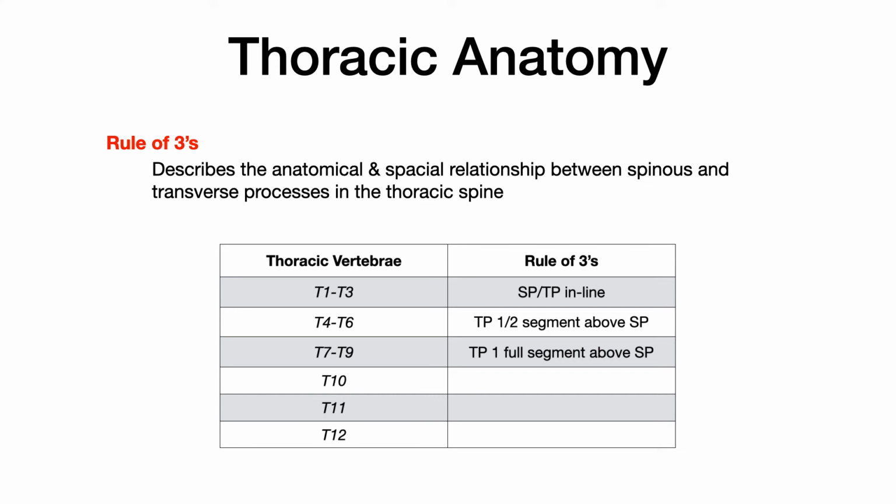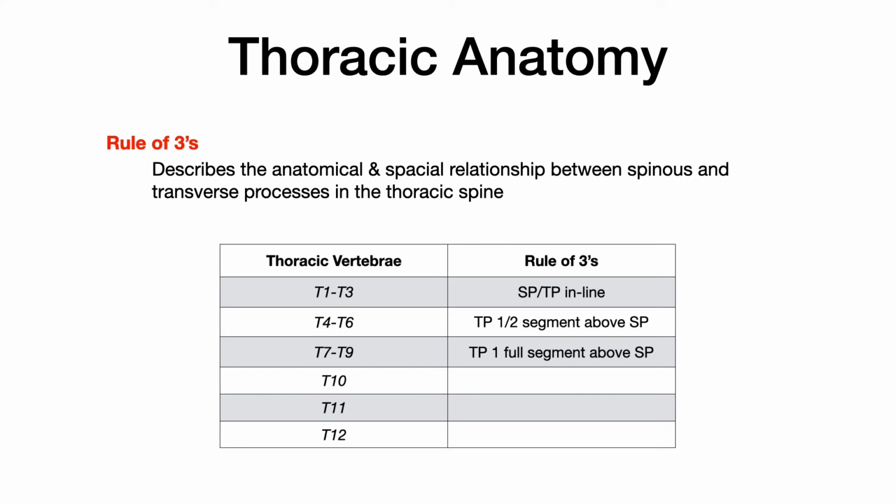So I know that this may seem vague and abstract at first glance, so let's just do an example. If I gave you T8 and I said, where is the transverse process of T8 in line with? Since the transverse process of T8 is 1 full segment above its corresponding spinous process, what that means is that the transverse process of T8 is actually in line with the spinous process of T7 because it's 1 full segment above.